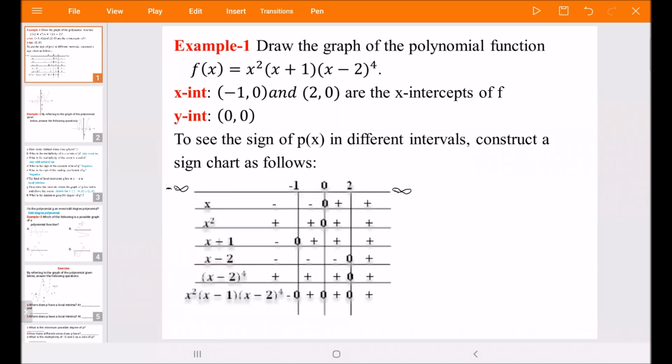Then finally, the last row of this table shows the sign of f of x. And to determine the sign of f of x, we have to take the product of the signs of x squared, x plus 1, and (x minus 2) to the power of 4.